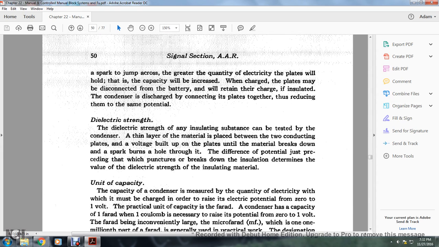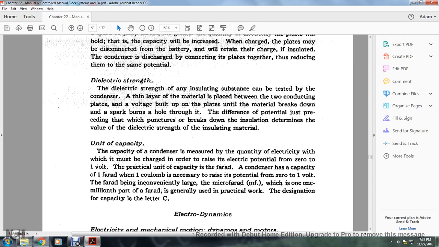The dielectric strength of an insulating substance can be tested by the condenser. A thin layer of the material is placed between two conducting plates, with the voltage built up on the plates until the material breaks down and the spark burns a hole through it. The difference of potential just preceding that which punctures the insulation determines the value of the dielectric strength of the insulating material.